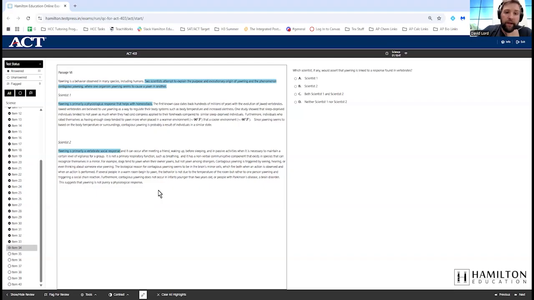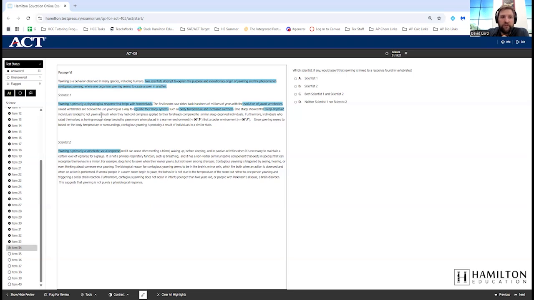Okay. Now, generally speaking, we have the 2 points. Now, they usually do supporting facts to support their claim. So we have this one where it has the evolution of jawed vertebrates. And they use it to regulate their body systems. So it's like temperature and alertness.